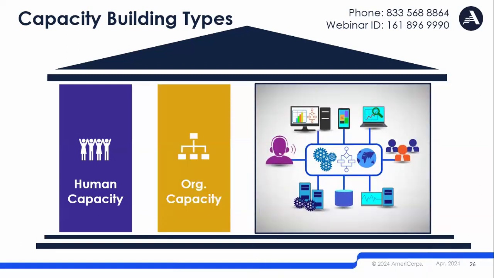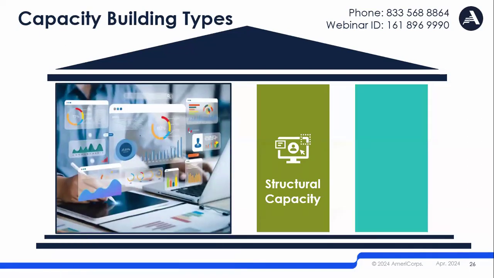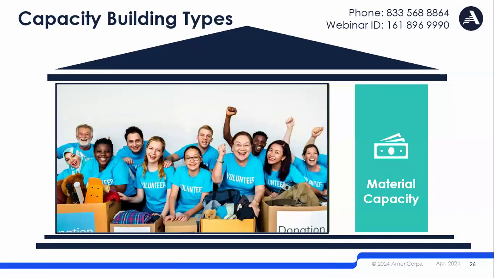Organizational capacity building involves improving systems and processes and structures to enhance overall effectiveness. And structural capacity focuses on the physical infrastructure and information technology of an organization, where upgrading or providing facilities, equipment, and technology is in this category. And finally, material capacity. That ensures that resources, whether financial, material, or other, are available to support the mission. And that involves things like fundraising and resource allocation support and volunteer recruitment.